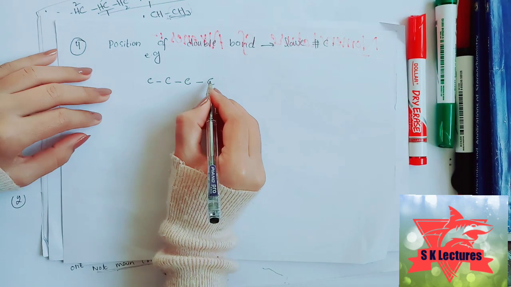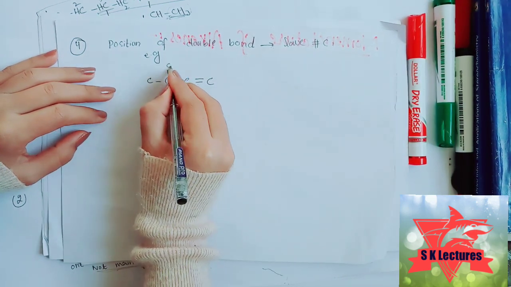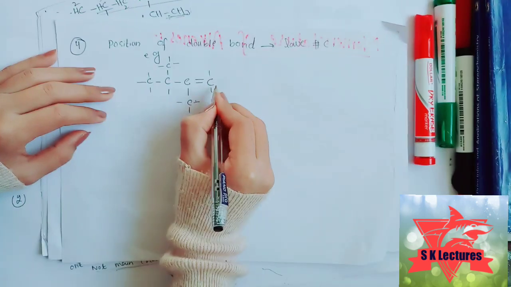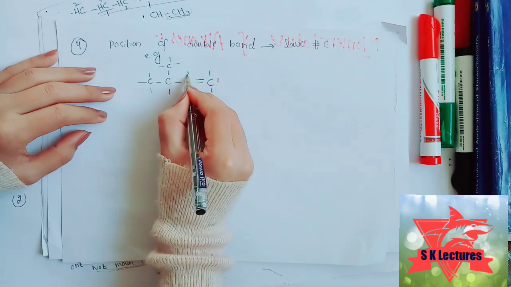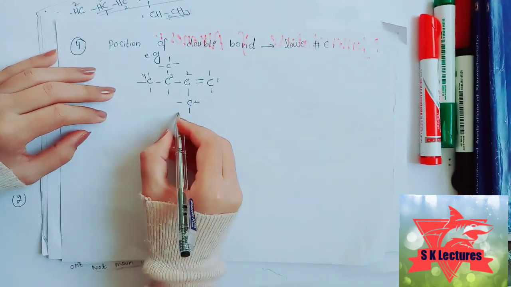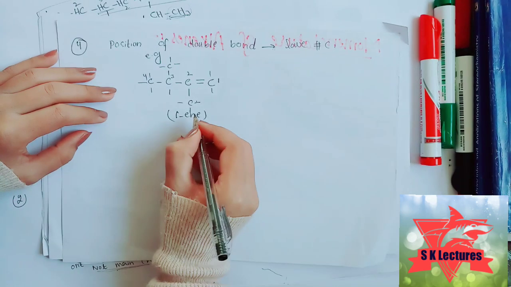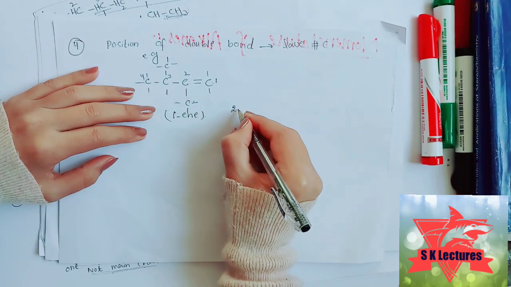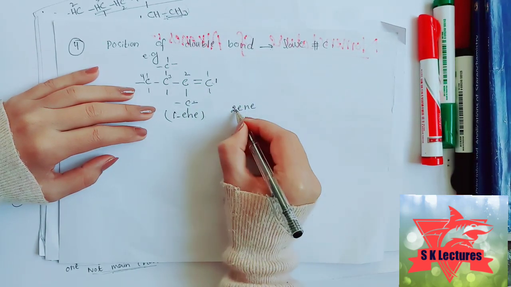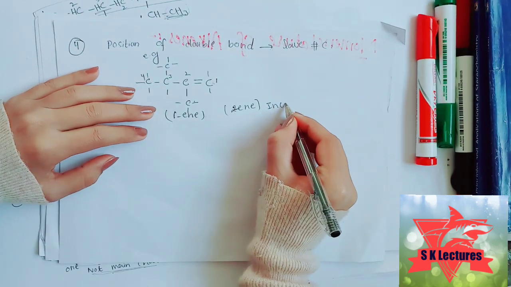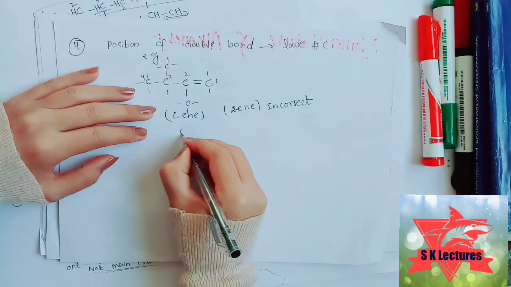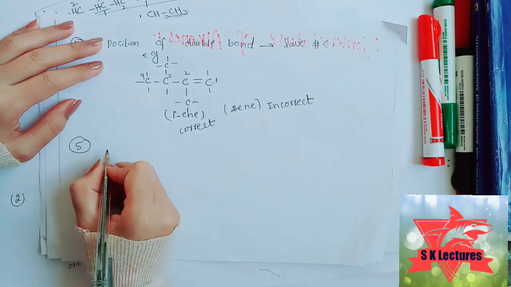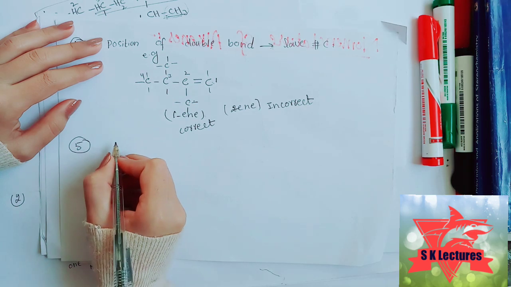For example, we have a chain like this containing 4 carbon atoms, and we number the chain in such a way, 1 2 3 and 4. Now this is 1-ene. We are giving the double bond the lowest number, 1-ene. And in the second case, if we write it as 2-ene, then it will be incorrect. We will give the double bond as 1-ene. That double bond is present on 1-ene, not on 2-ene.